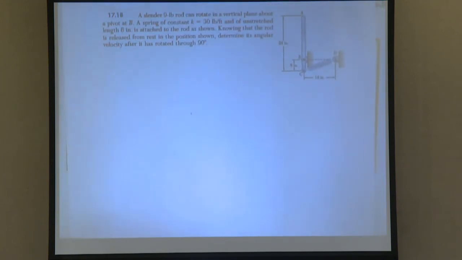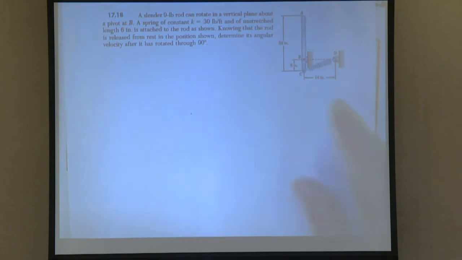So we have a slender 9-pound rod that can rotate in a vertical plane about a pivot at B. A spring of constant 30 pounds per foot and of unstretched length 6 inches is attached to the rod as shown. Knowing that the rod is released from rest in the position shown, find its angular velocity after it's rotated 90 degrees.